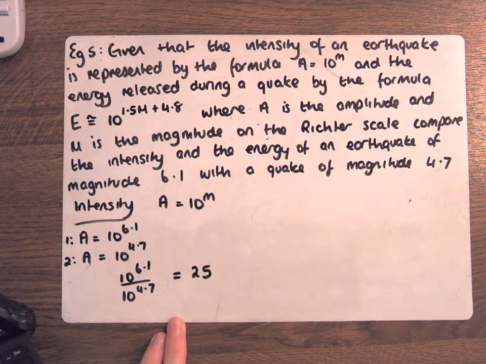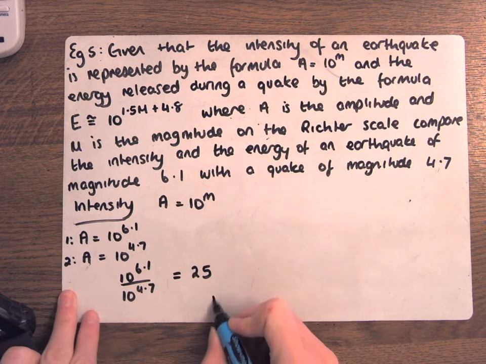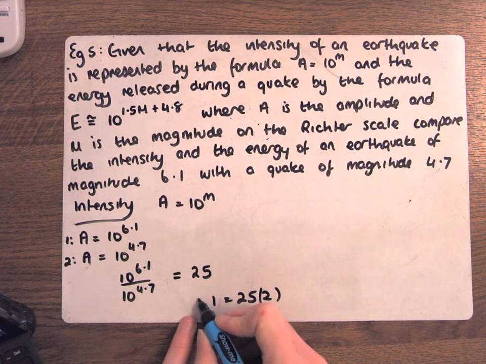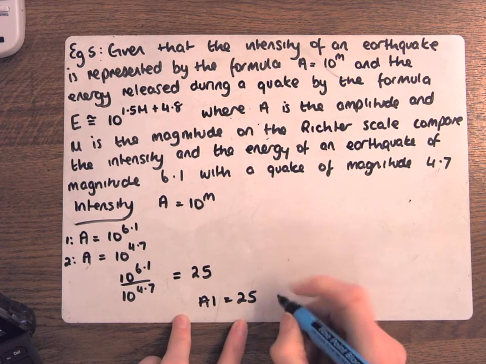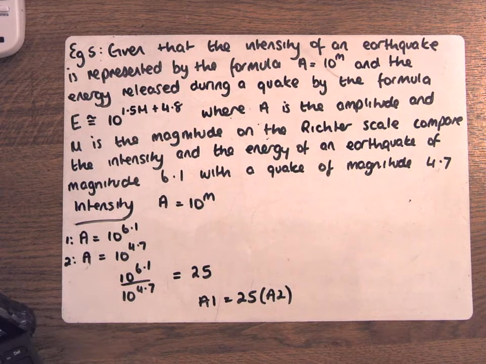So A1 is 25 times A2. You could call that A1 if you wanted. The one on top is bigger. Okay.